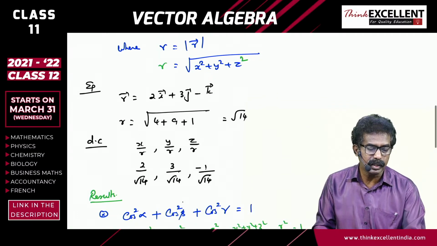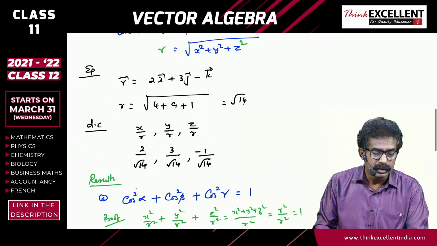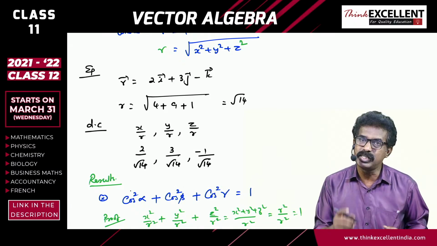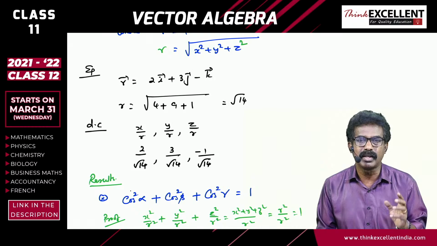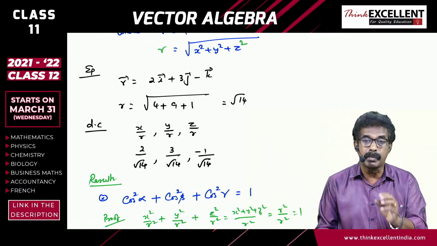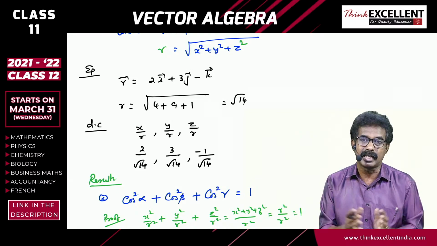And 2 important results you have to study here. Sum of the squares of direction cosines is unity. Cos square alpha plus cos square beta plus cos square gamma is 1. Remember, even in the higher classes you need this.